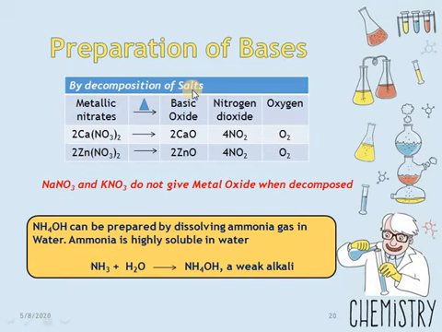By decomposition of salts. What salts? Metallic nitrates. If you heat metallic nitrates like calcium nitrate and zinc nitrate, you will be getting the basic oxide, calcium oxide and zinc oxide, brown colored nitrogen dioxide and oxygen. Now, sodium nitrate and potassium nitrate, they do not give metal oxide when decomposed.